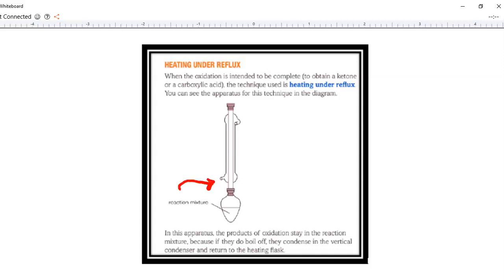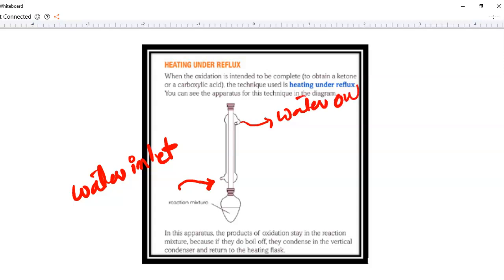This side, this vertical condenser, this side is the water inlet and this side is the water outlet, and this way we make sure that all vapors which boil off condense back into the container, in order to complete the reaction in the reaction vessel. So this is all about heating under reflux. This whole technique is called heating under reflux.